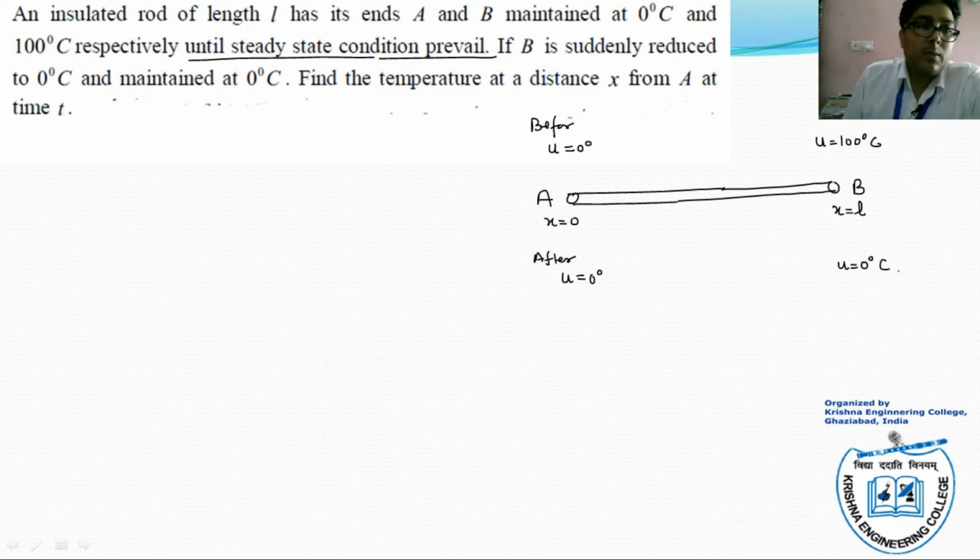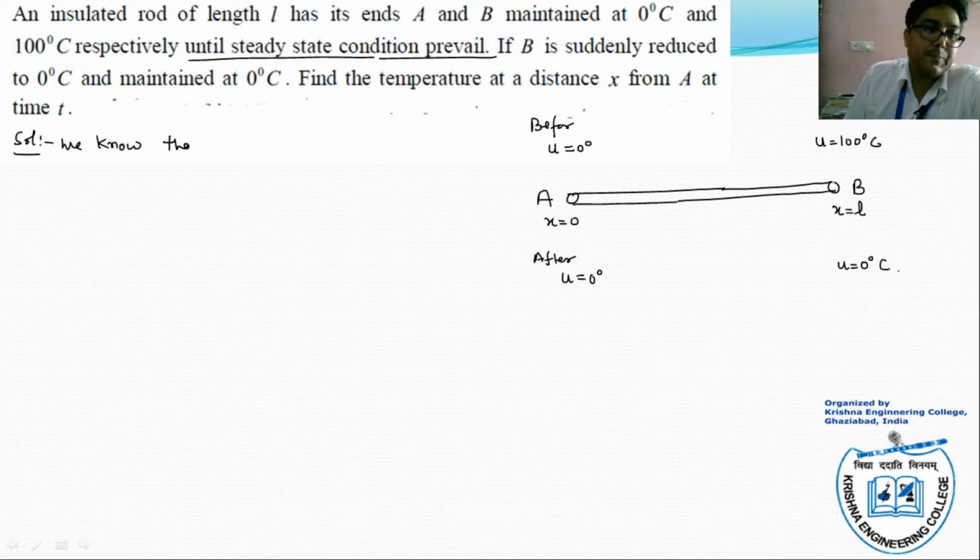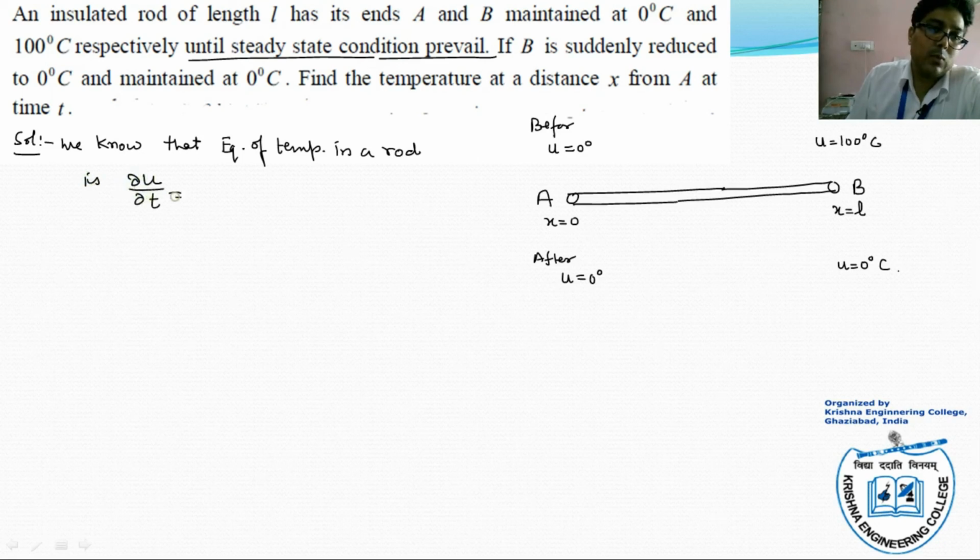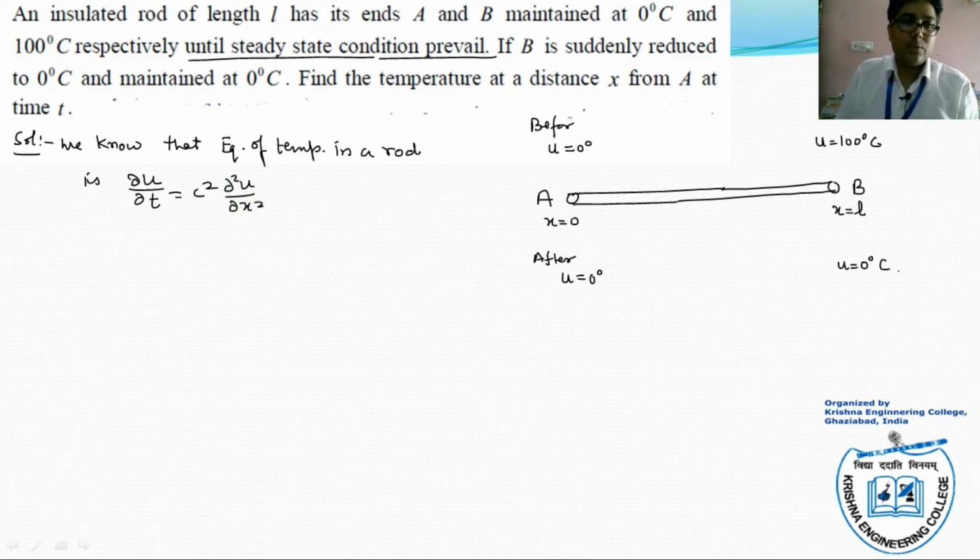Now we know that the solution, the equation of temperature in a rod, is ∂u/∂t = c² ∂²u/∂x². This is equation number first. Clear?